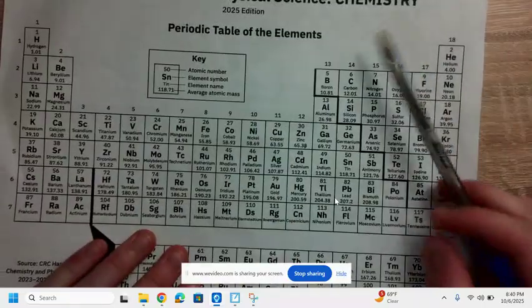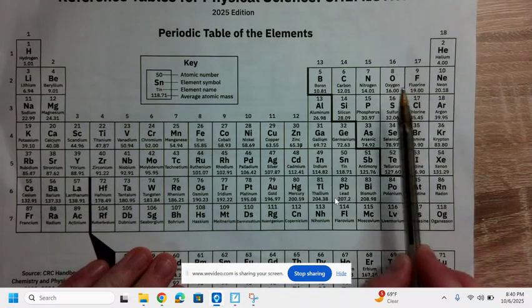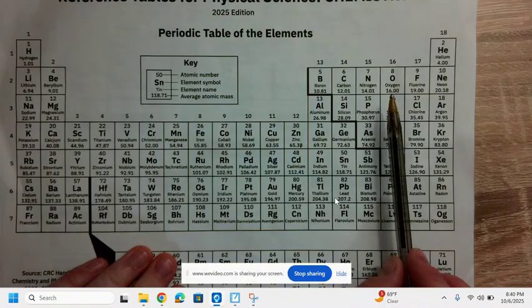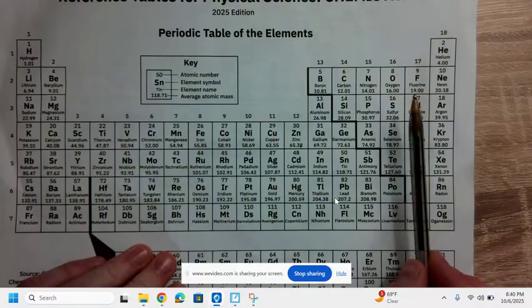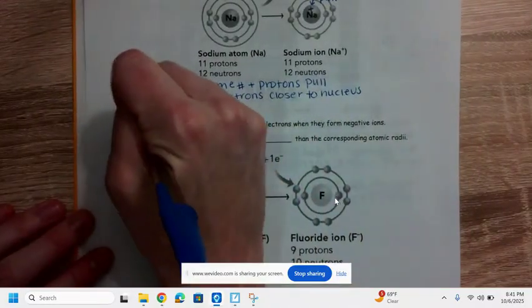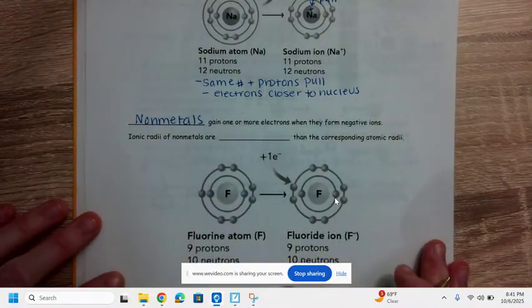Let's take a look at your nonmetals. Your nonmetals are up in the upper right-hand side, so those are things like oxygen and fluorine. Oxygen has 6 valence electrons. It wants to gain 2 electrons to have 8. Fluorine has 7 valence electrons. It wants to gain 1 more to have 8. So nonmetals gain 1 or more electrons and they form negative ions.